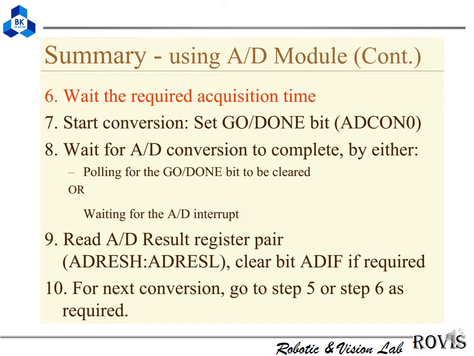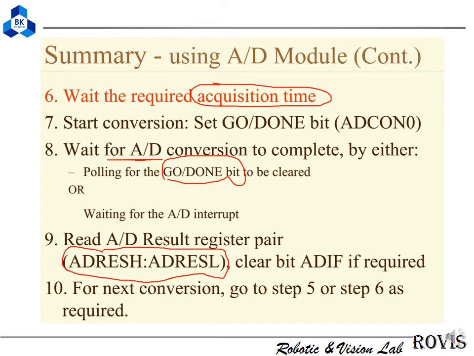For the acquisition time, we have to wait for the AD conversion to complete by checking this bit. Then if this bit goes down, we will read this register to know the value, and then we will go back to wait for another conversion.